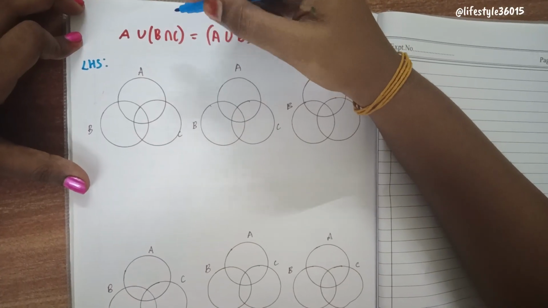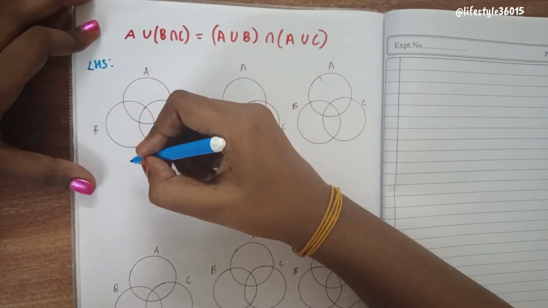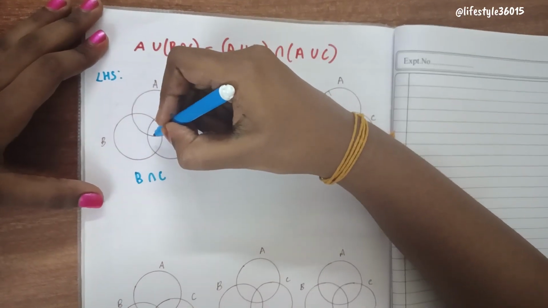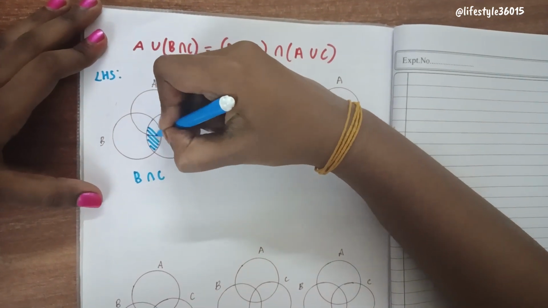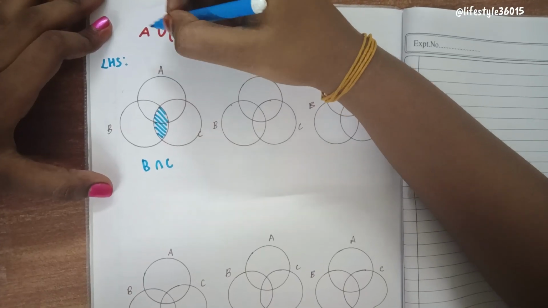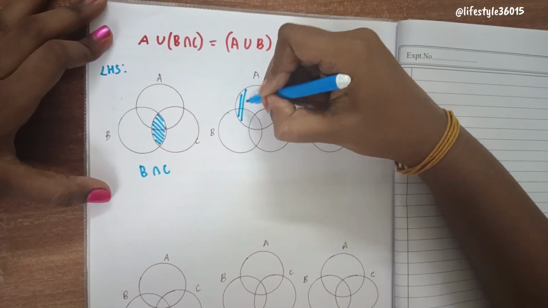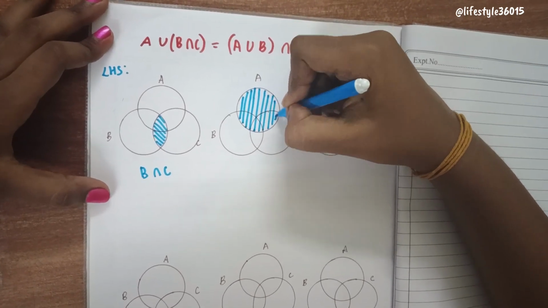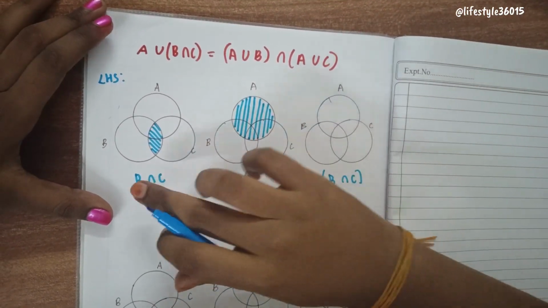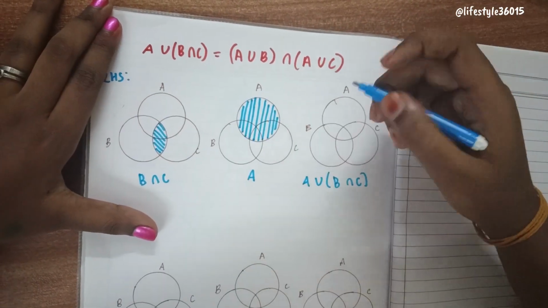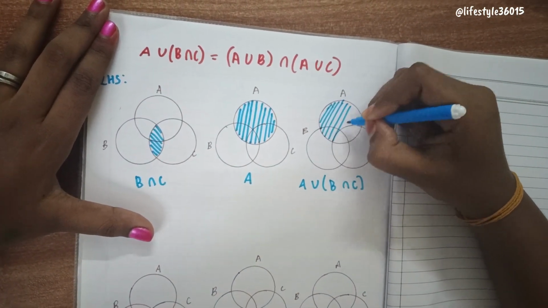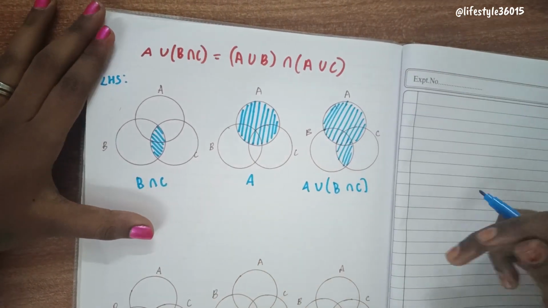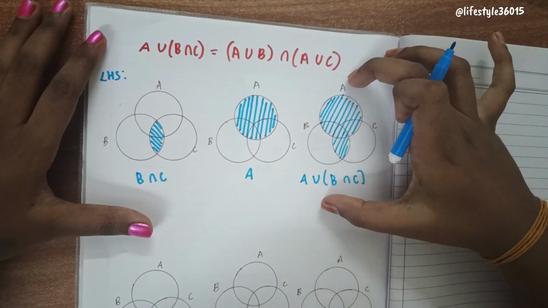According to the given formula, we need to do B intersection C first. B intersection C. This is the common region for B and C, right? So we are going to shade this region. Next we need to do set A. So we are going to shade the set A completely. What have they asked us to do? They asked us to unify these two. If they are asking us to unify, we need to combine both the shaded regions, right? So we need to shade set A and this B intersection C. This is the final Venn diagram of LHS.